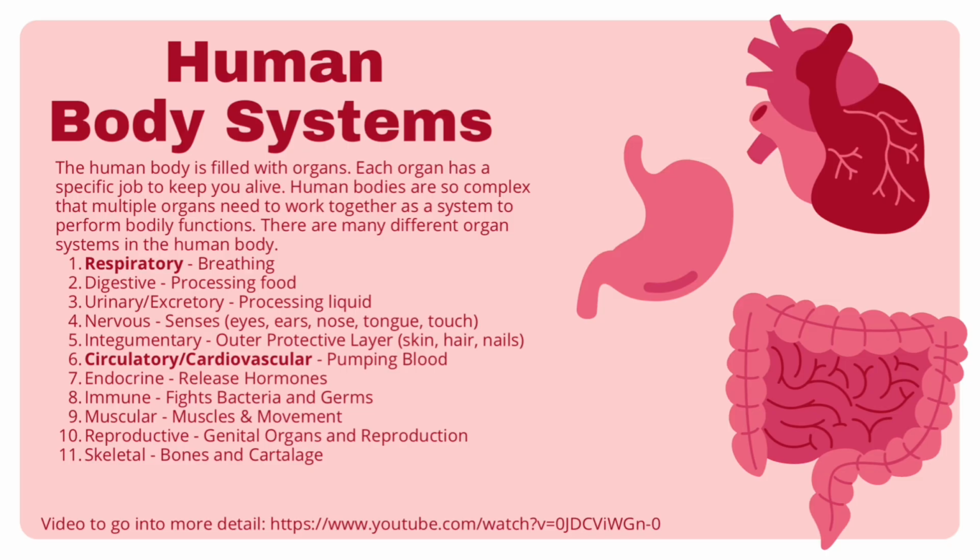We have our endocrine, which is what releases hormones. Our immune system, which fights off bacteria and germs. Our reproductive system, which has to do with genital organs and reproduction. And we have our skeletal, which is our bones and cartilage. I have another video linked here that can go into more detail about each one of these systems, but I'm only focusing on respiratory and circulatory.